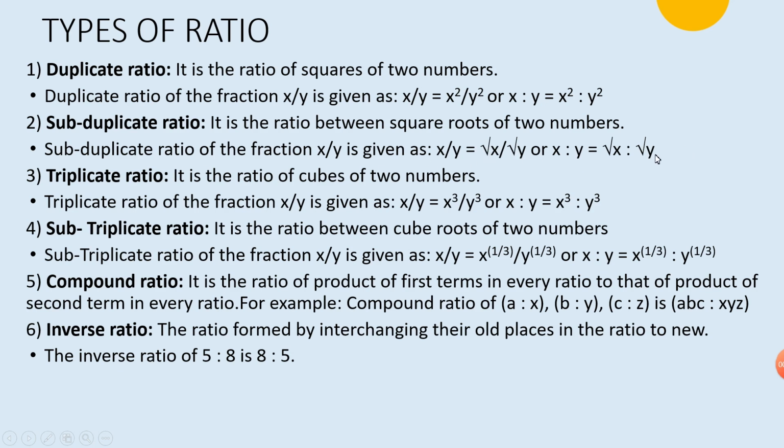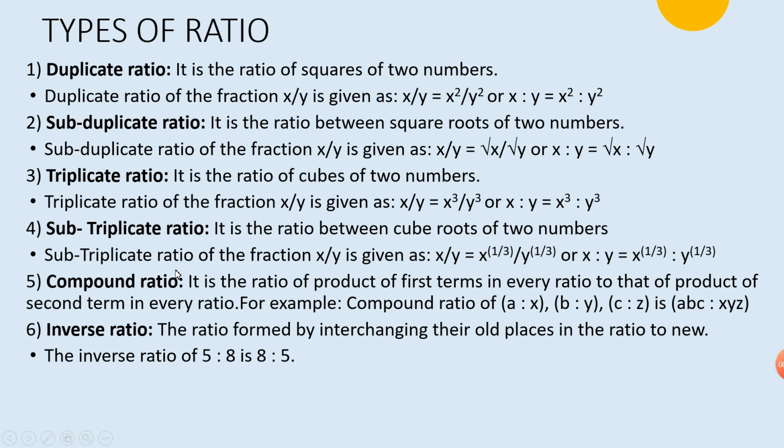Square root of two numbers. Then triplicate ratio. Triplicate ratio is just like duplicate, but with cubes. We are taking the ratio of the cubes of two numbers. Then sub-triplicate is the same way, but we take the cube root. So 1 by 3, that is the cube root of these two numbers. We take it as a fraction. That's how it is written here.